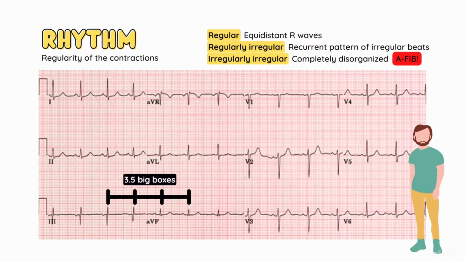Anthony's R waves are equidistant apart. The interval between each R wave is 3.5 big boxes, or about 0.7 seconds. This means Anthony has a regular rhythm.